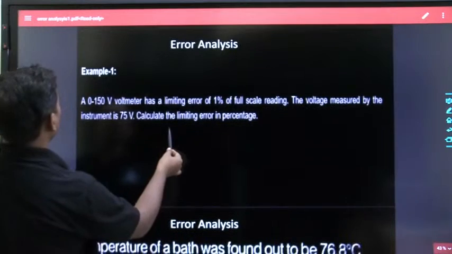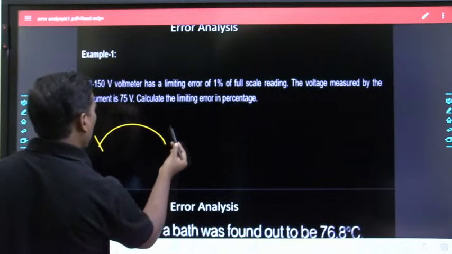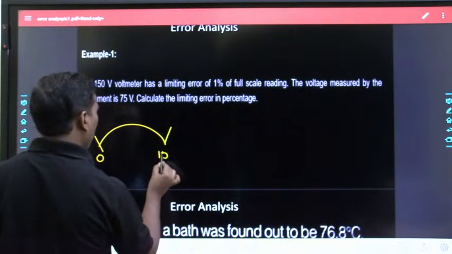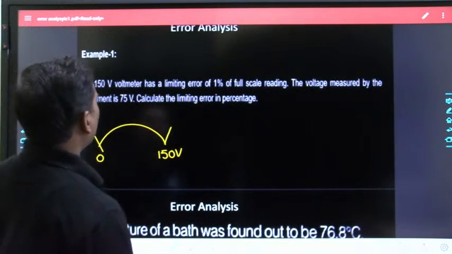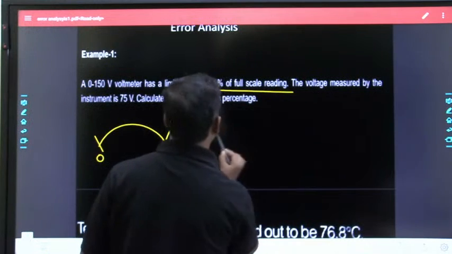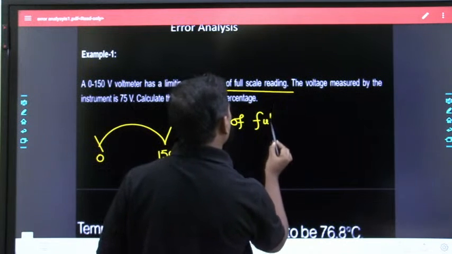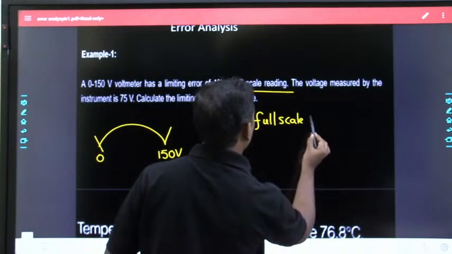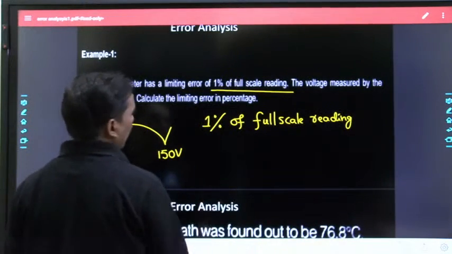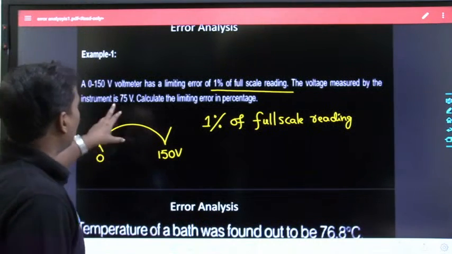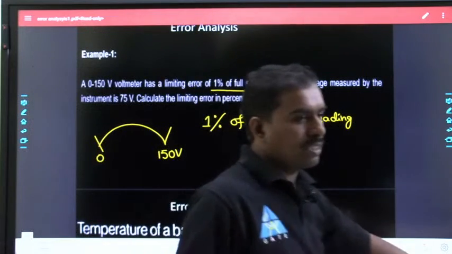Answer this question fatafat. A 0 to 150 volts meter, so this is the voltmeter. Is the question visible, dear students? A 0 to 150 volts voltmeter has a limiting error of 1% of full scale reading. Full scale reading is 150. The voltage measured by this instrument is 75 volts. Calculate the limiting error in percentage.